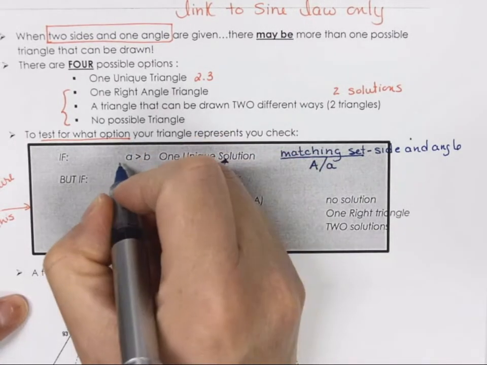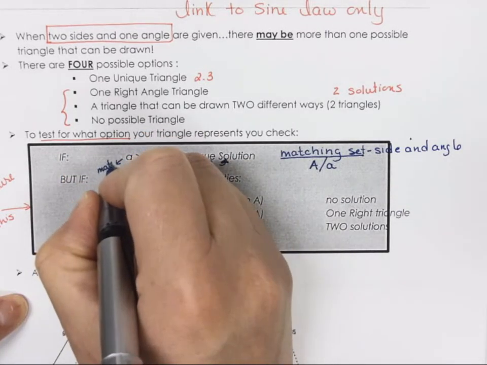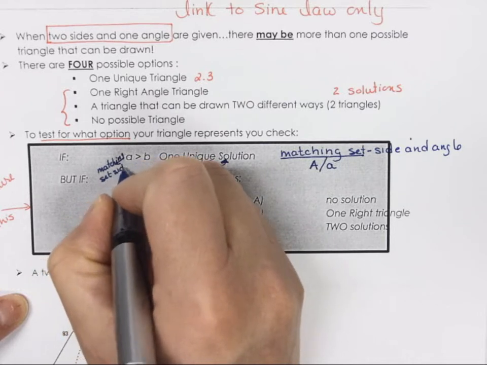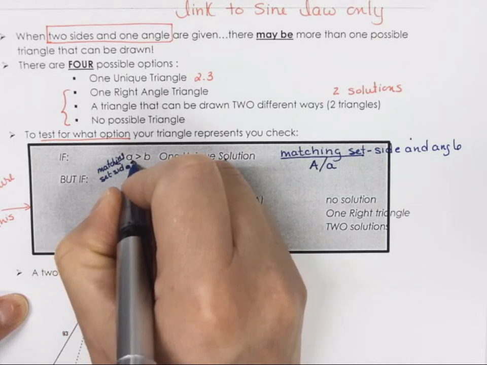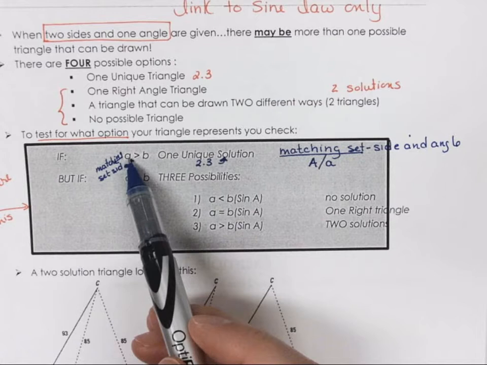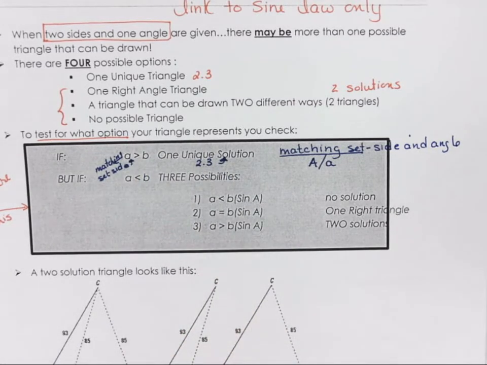Okay, so the matching set side, that is A. So if your matching set is labeled X, then you just would substitute in the letter X here. So if the matching set side A is greater than B, we just go ahead and do sine law from lesson 2.3. Easy peasy.